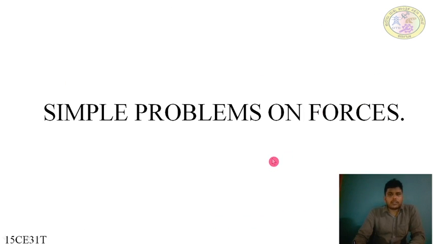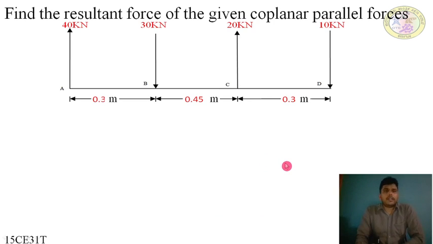For now, simple problems on forces. First one: find the resultant force of the given coplanar parallel forces. In this figure, the 40 kilonewton, 30 kilonewton, 20 kilonewton, and 10 kilonewton are the parallel forces. The 40 kilonewton and 20 kilonewton are like parallel forces, and 30 kilonewton and 10 kilonewton are in the same direction, which is also like parallel forces, which are 0.3 meter, 0.4 meter and 0.3 meter apart. These forces have a distance apart.